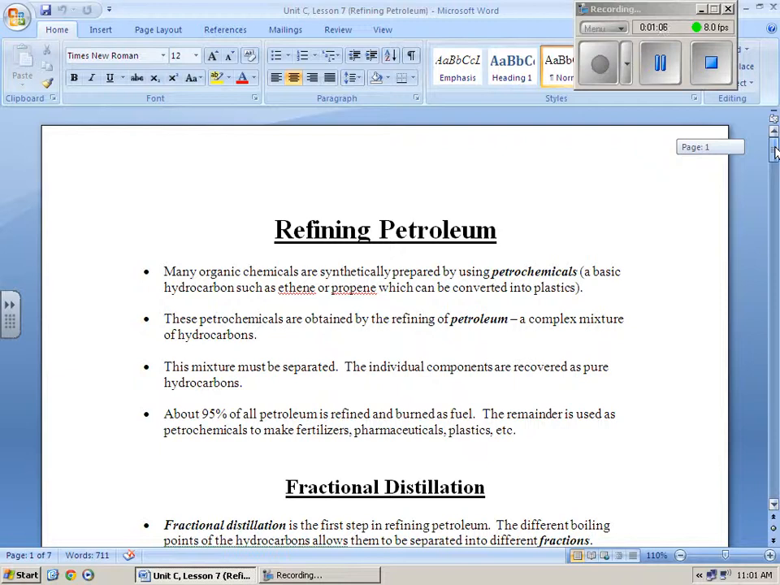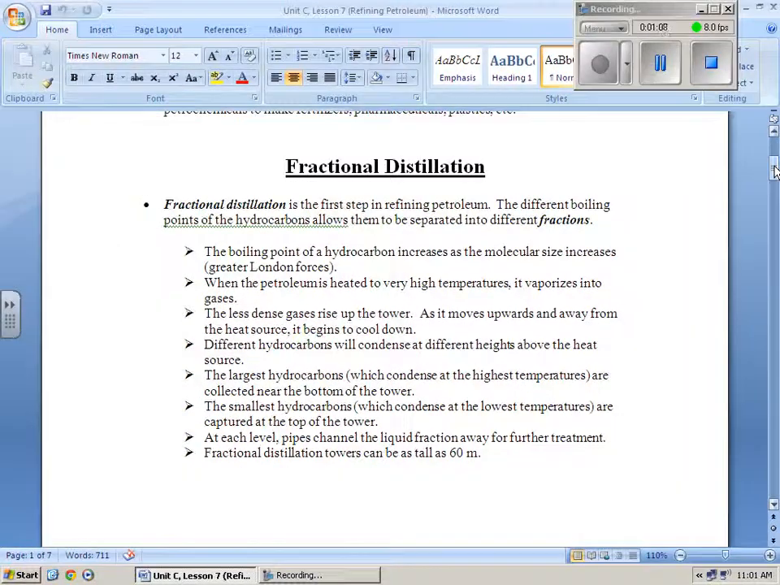All right. So fractional distillation is probably the main thing that you need to know about what we're going to talk about today. Fractional distillation is the first step in the refining of petroleum. The different boiling points of hydrocarbons, so it's based on boiling points, allows them to be separated into different, what we call fractions, or different sizes of molecules. Okay. The boiling point of a hydrocarbon increases as the molecular size increases.